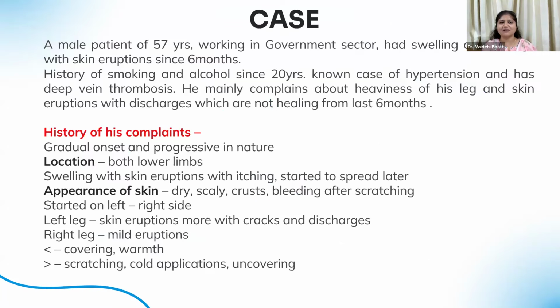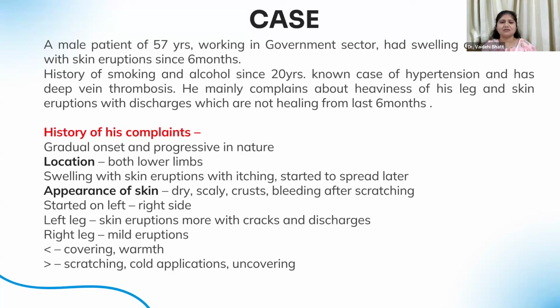Here is one case, a male patient of 57 years, working as an employee in the government sector, comes to the clinic with swelling of both the legs and skin eruptions for the past 6 months. We have taken the history. He has an addiction to smoking and alcohol and hypertension due to these bad habits, and he has a history of formation of deep vein thrombosis, and he underwent specific conservative treatment to relieve this deep vein thrombosis.